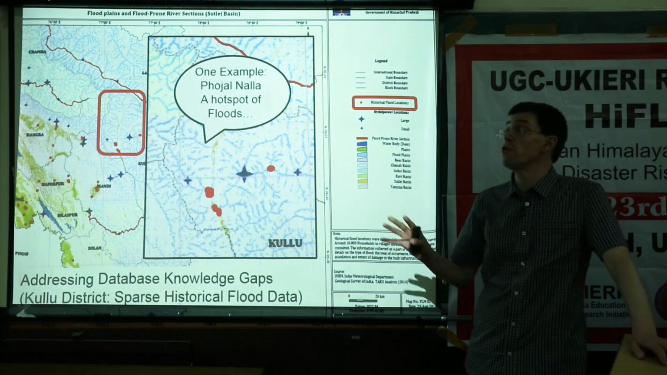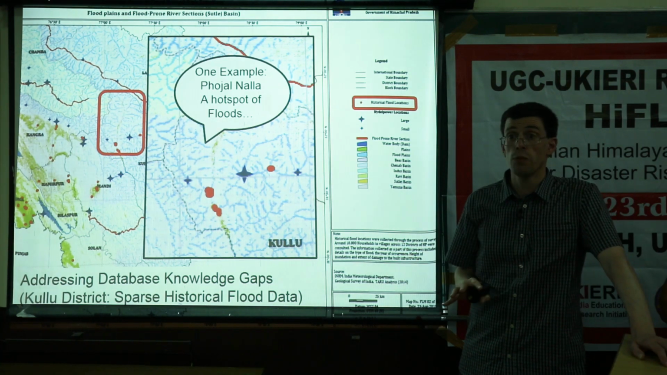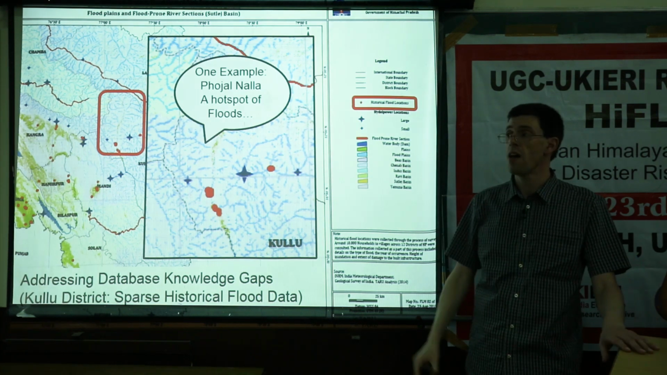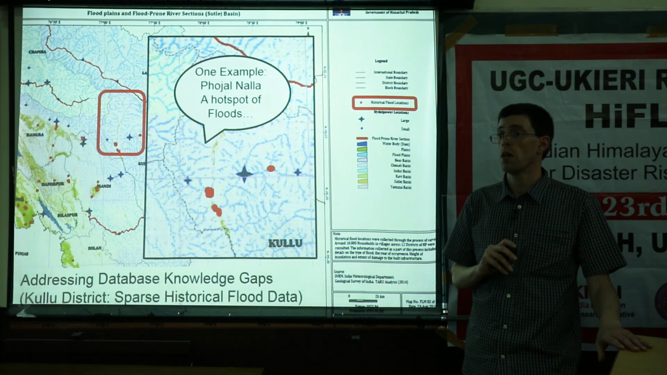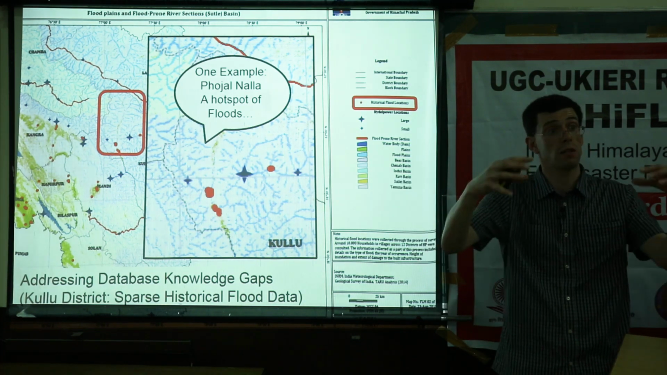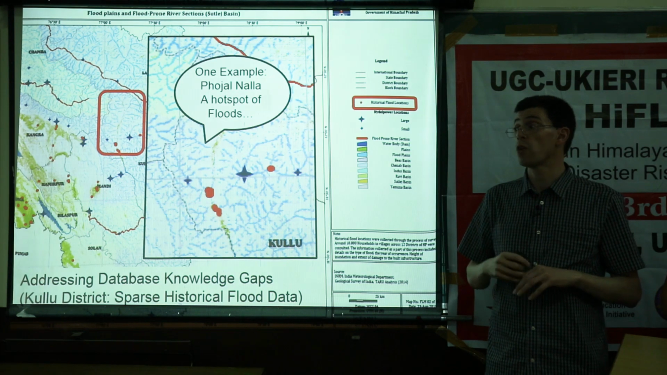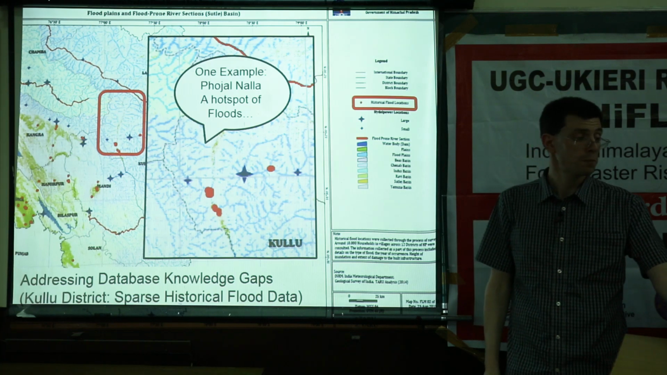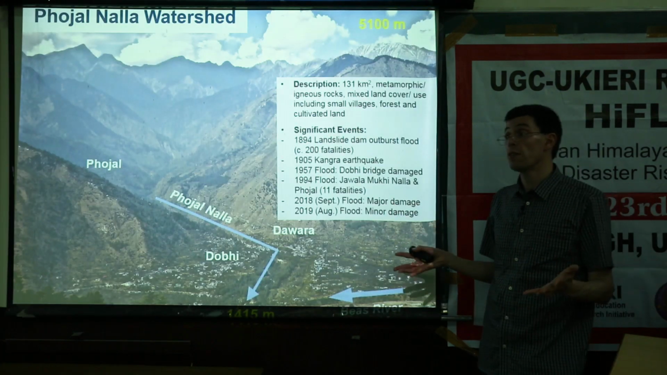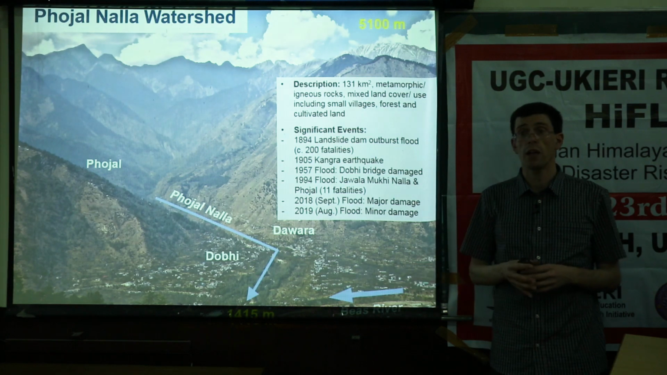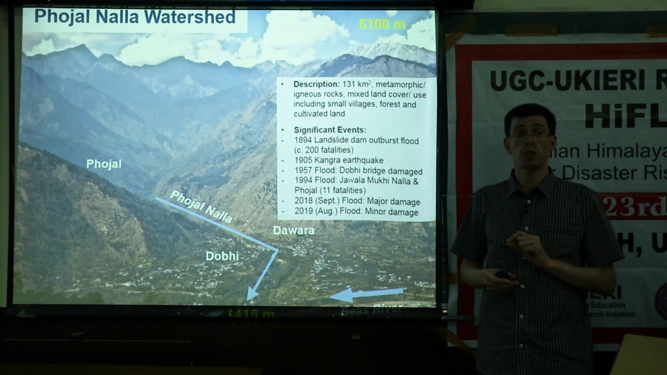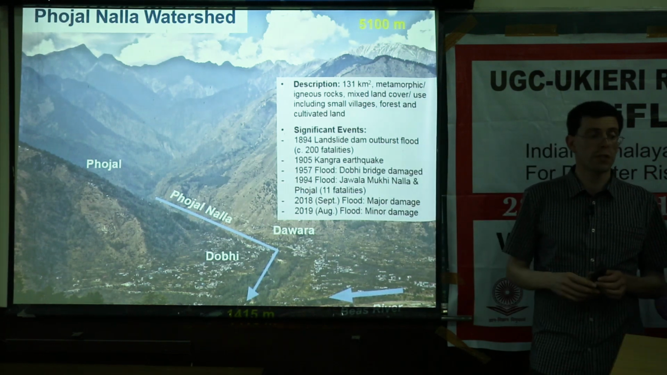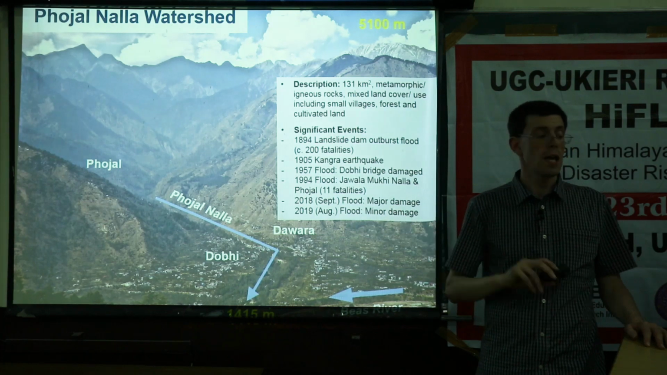However, I've just shown you photographs and historical accounts of floods in the Phojal Nalla catchment, yet it is not in the state database. So the point I'm making is we need to add more data to this database in order that it can be more powerfully used in our development and disaster risk reduction planning. And this is indeed the Phojal Nalla catchment from the opposite side of the valley. And just to stress the point about floods that are not in the database, you can see here a few of the significant events, and this is not all of them, in that catchment.